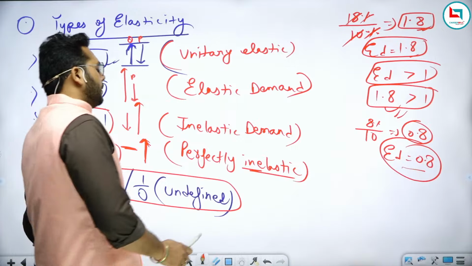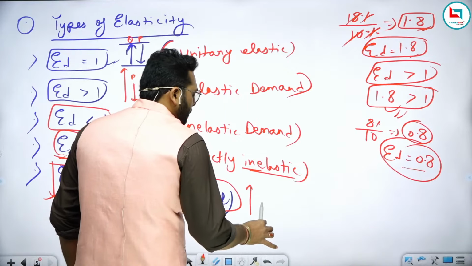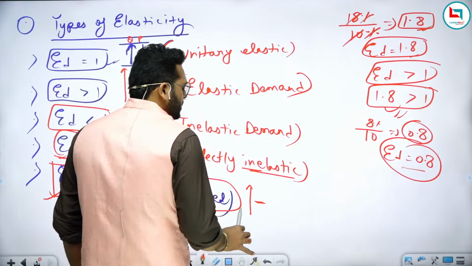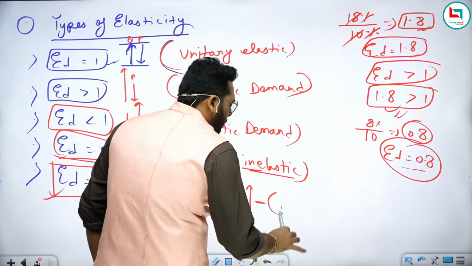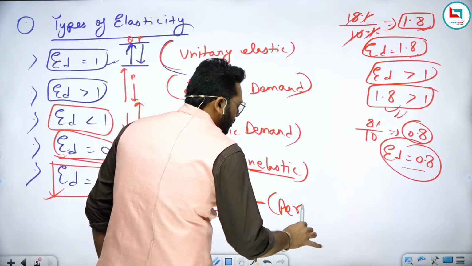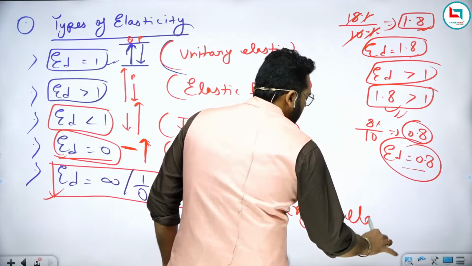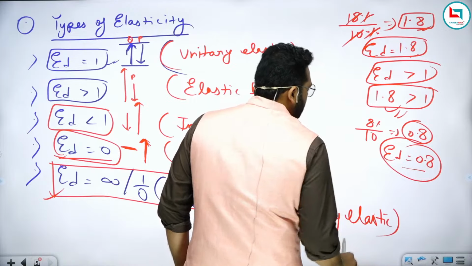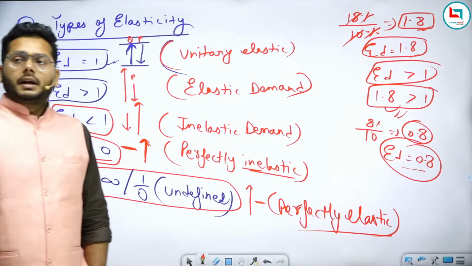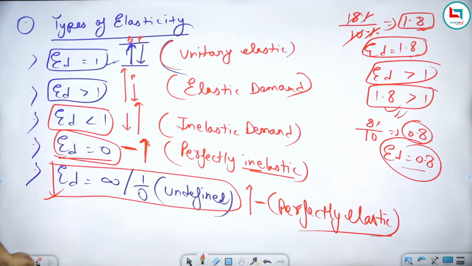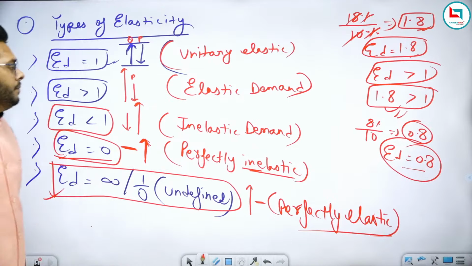So this is what perfectly elastic. Here the demand is changing, but the price is constant. Price is constant, demand is changing. Either it will be increased or decreased. So this is what perfectly elastic. As the demand is changing, that is why I am saying it is perfectly elastic. Am I clear to everyone? So this is all that we have discussed in today's class. Hope I have been clear to you all.